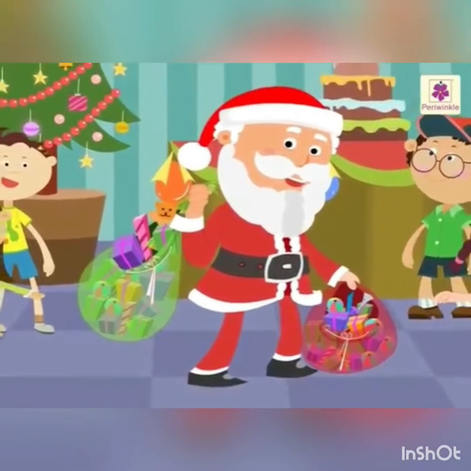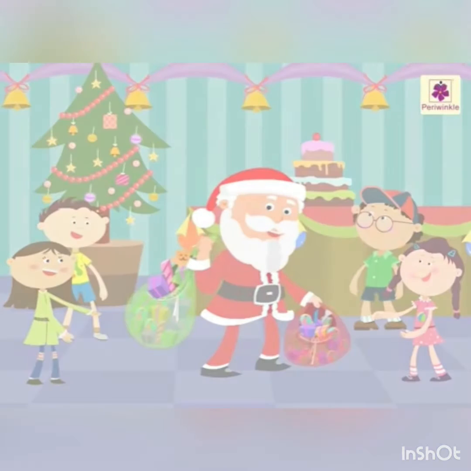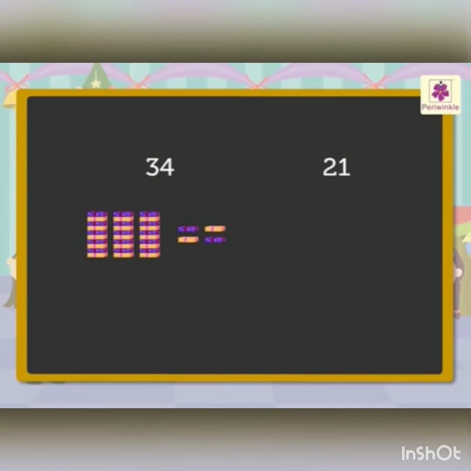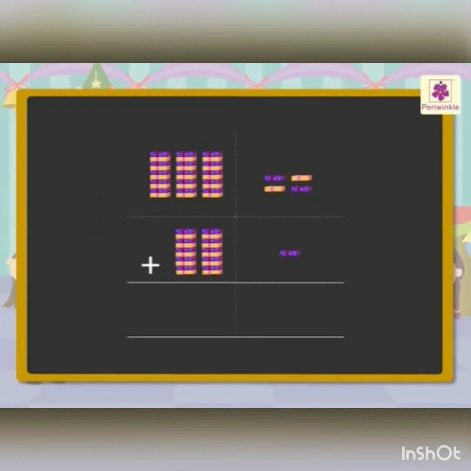Children, for that we will arrange them in tens and ones columns. For 34, 3 tens and 4 ones. For 21, 2 tens and 1 one. Now let's put them in columns: 1 one below 4 ones and 2 tens below 3 tens. We will count first ones and then we will count tens.